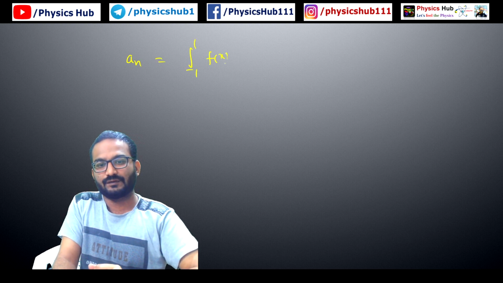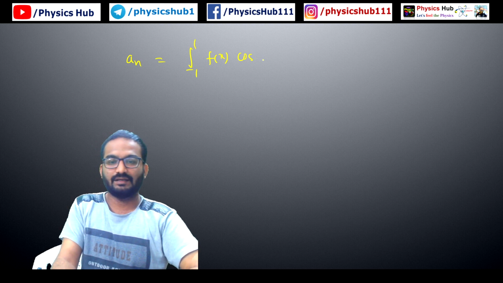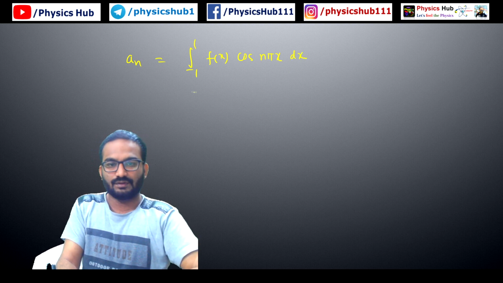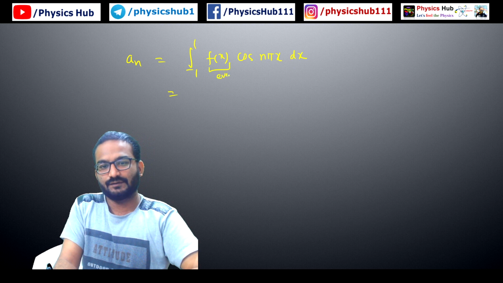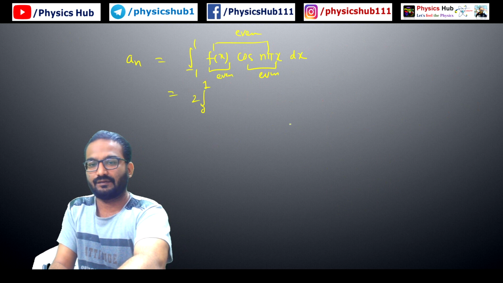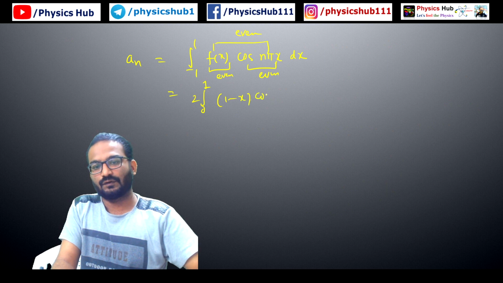Now let's try to find out the value of an. An will be equal to the integral from -1 to 1 of f of x cos n pi x by l, where l equals 1 here, so cos n pi x dx. And as this is an even function, the product of them will also be an even function. So we can write it as 2 times the integral from 0 to 1 of f of x, where in the limit 0 to 1 the value is 1 minus x. So it will be 1 minus x times cos n pi x dx.